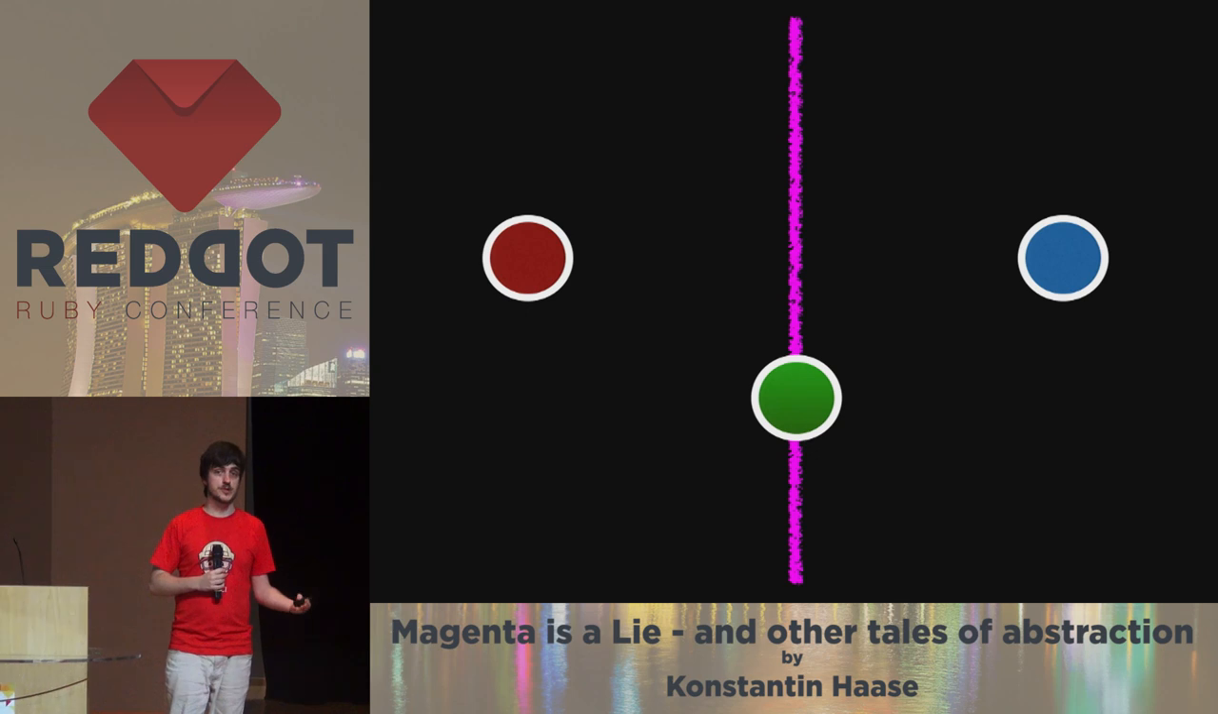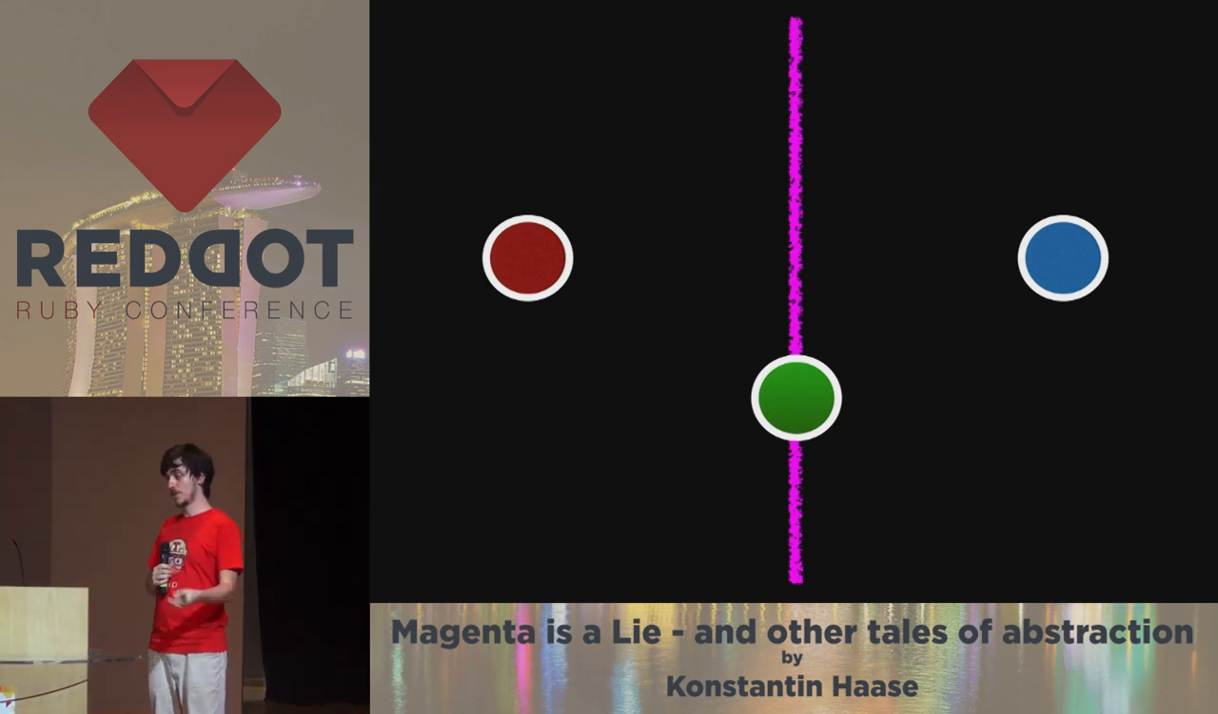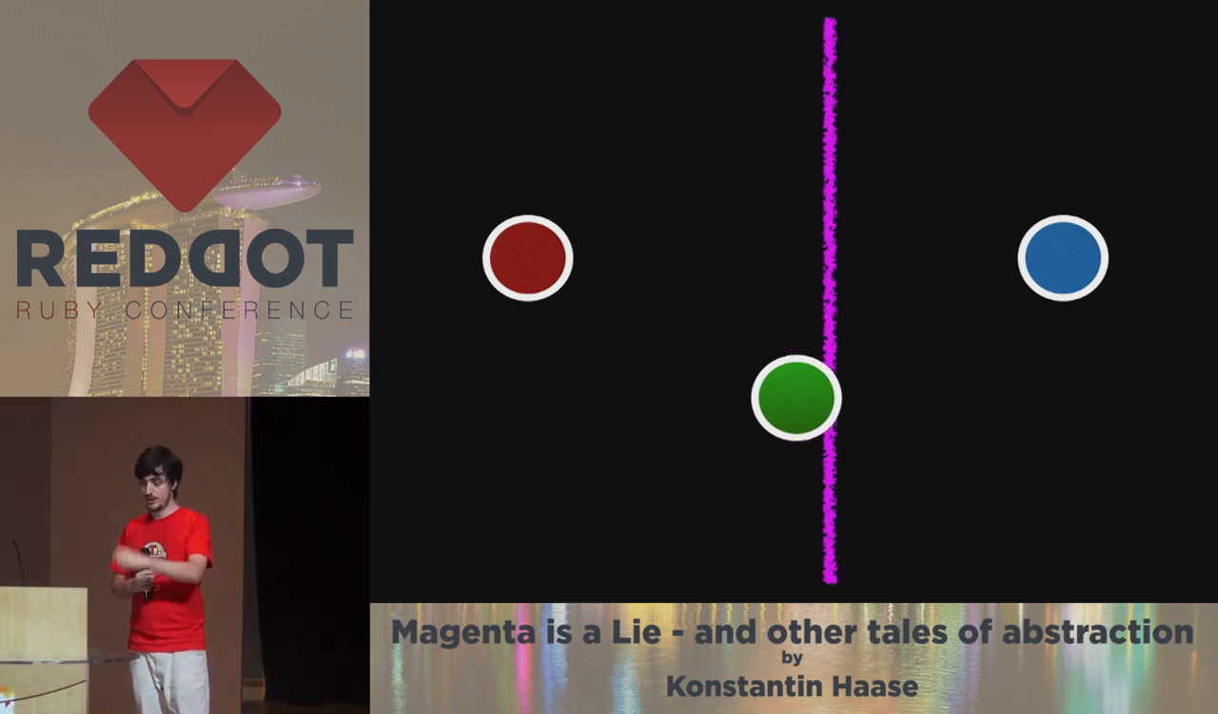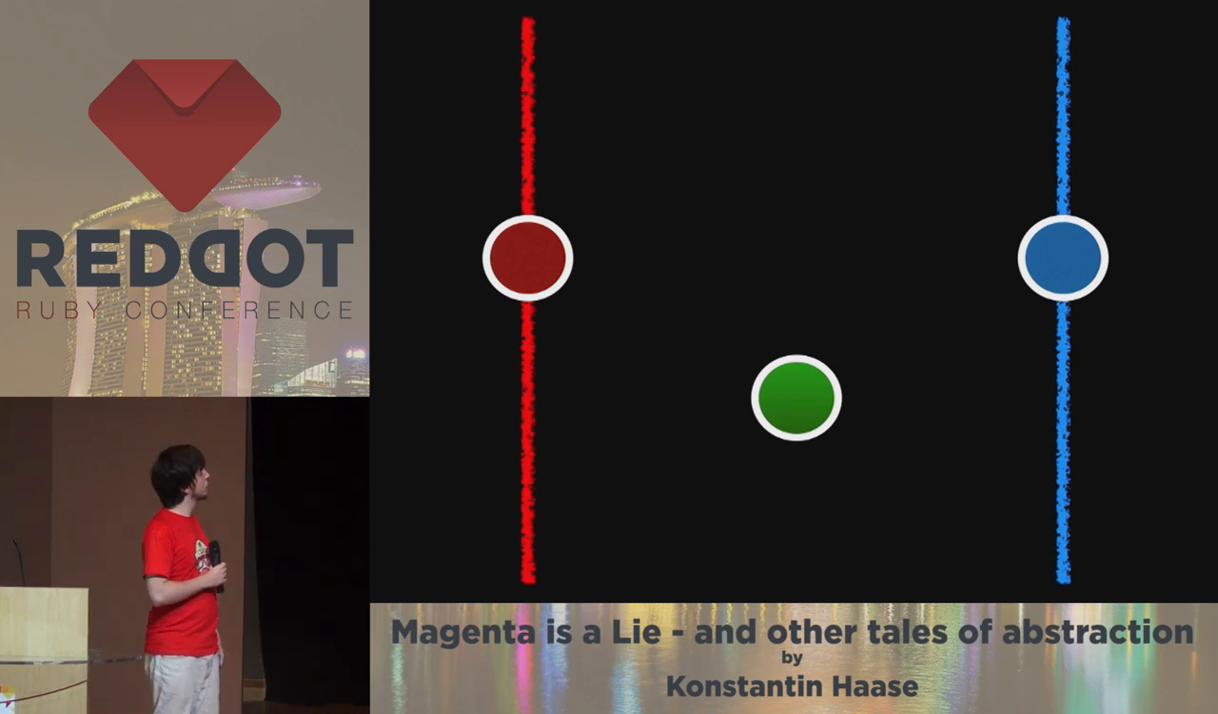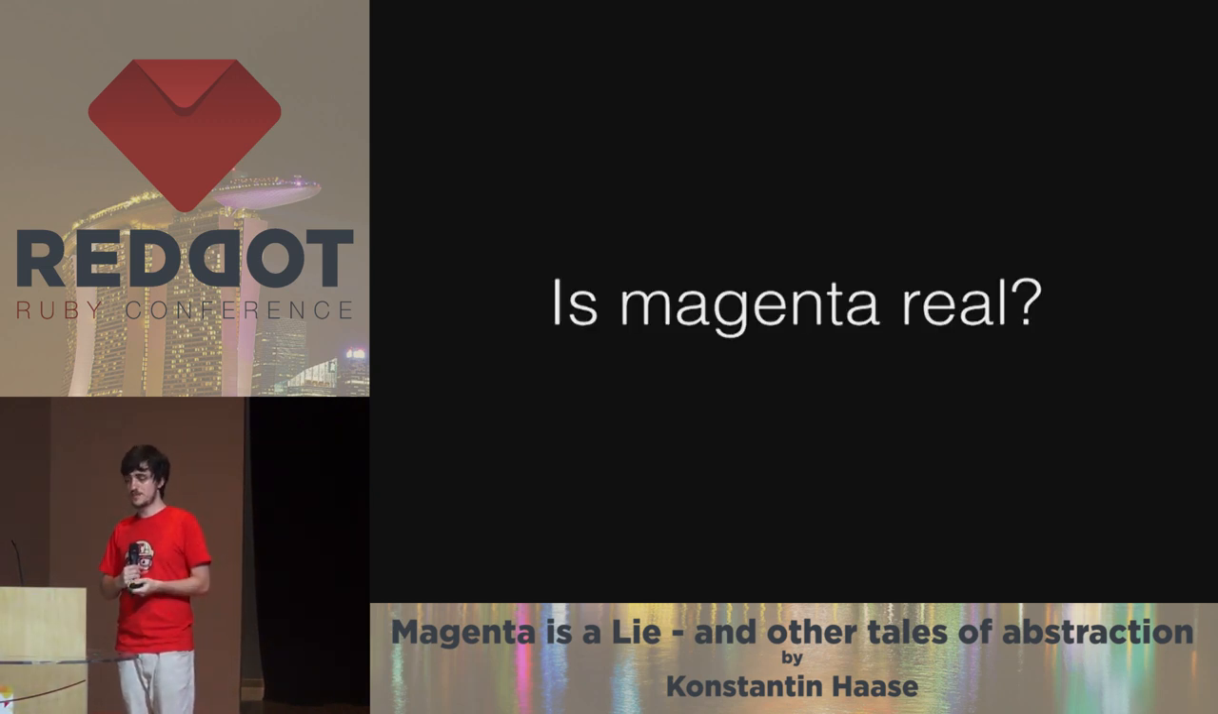Well, what actually happens if we have a sensation in both red and blue, but not in green, is there are probably two light sources hitting us at the same time. But does that mean magenta is real?